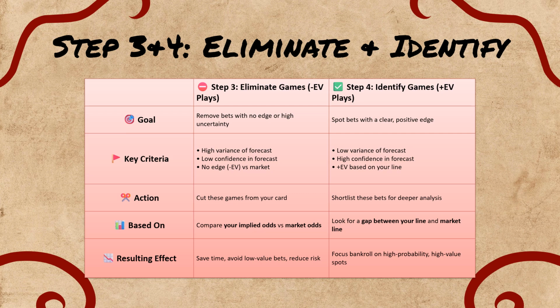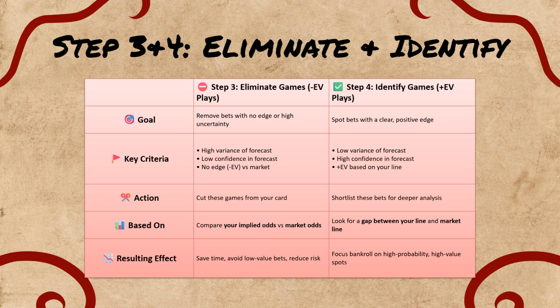Obviously, step 3 is going to be eliminating games. This is going to be your first line of defense. Just because you created a forecast doesn't mean that every game is worth betting. You need to compare your implied odds or predicted margin to the market's odds. There are three ways that you eliminate games: when you have no edge or you have minus EV. So why sit there and risk any of your bankroll on a game like that?